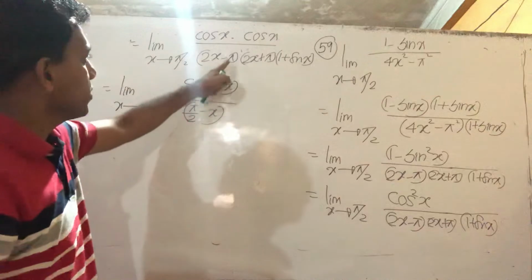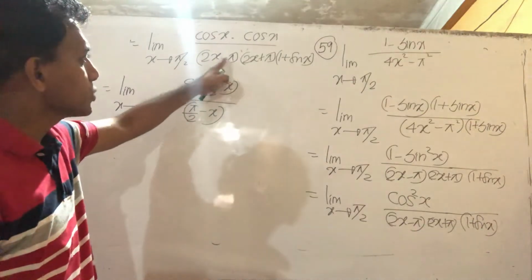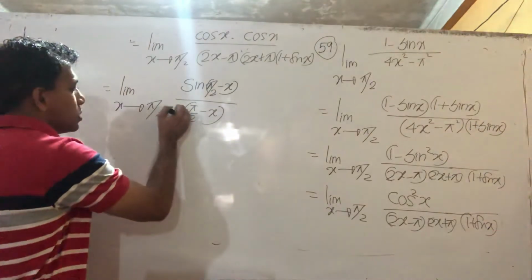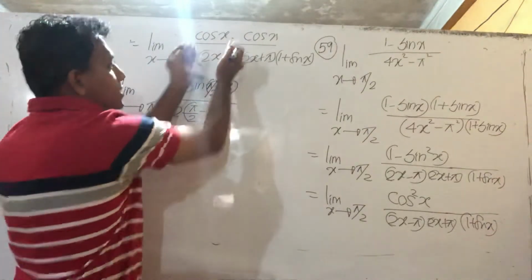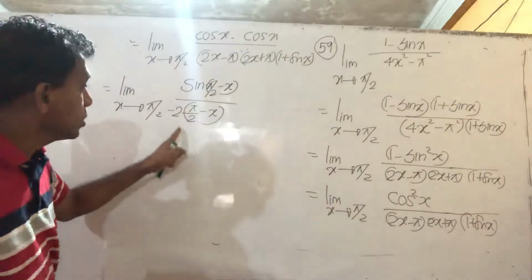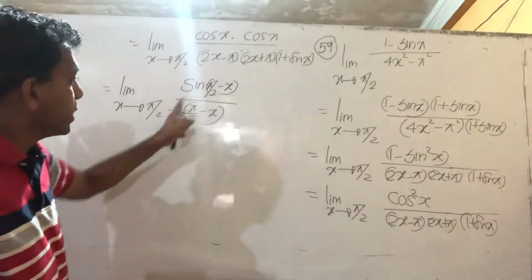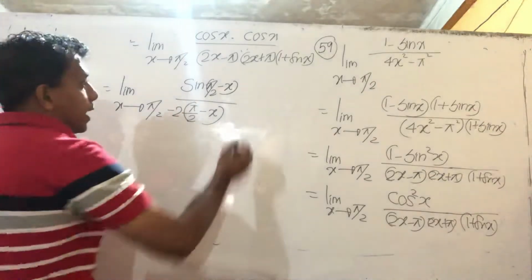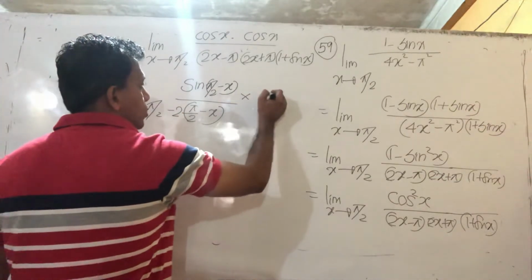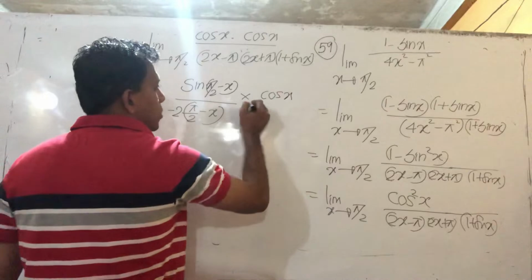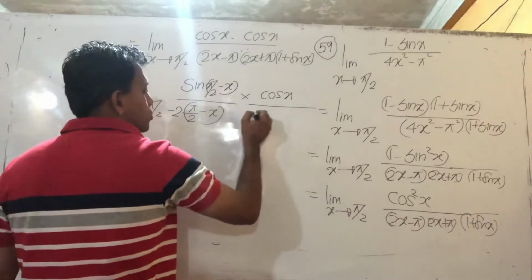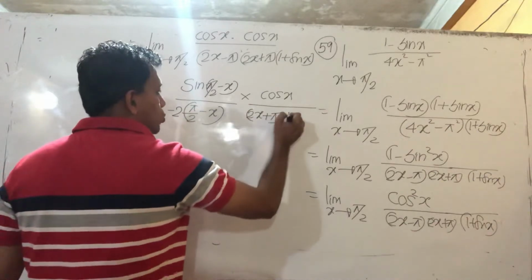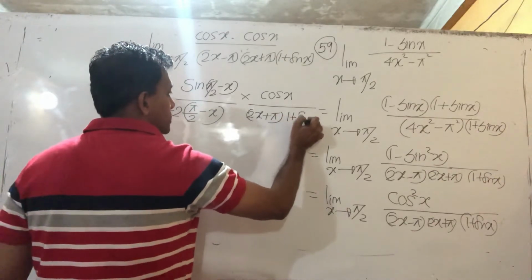Therefore, can I take the 2 out somewhere here? I take the 2 out, minus 2 out. Check this bracket: I took the minus 2 out, then this becomes minus pi, okay? This arrangement is okay, right? And the other part, no matter, cos x over 2x plus pi into 1 plus sine x.